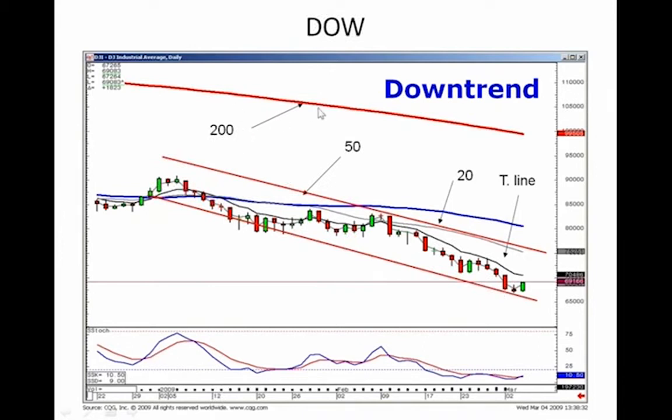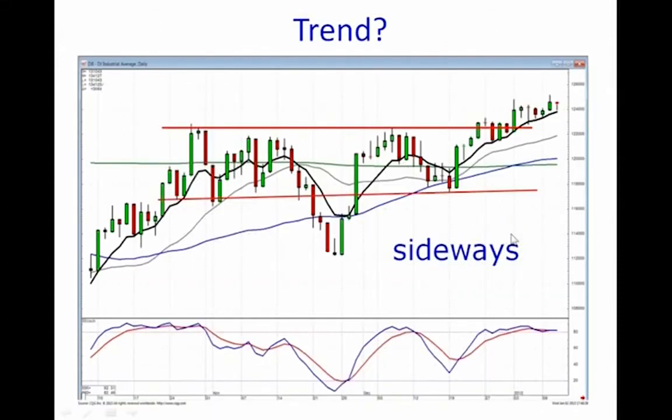And again, the 200-day simple moving average is the red. The blue is the 50-day moving average. The gray is the 20-day simple moving average. And the black one is the T-line, which we'll go into a little bit more. So we're analyzing whether the market's moving up, down, or sideways.